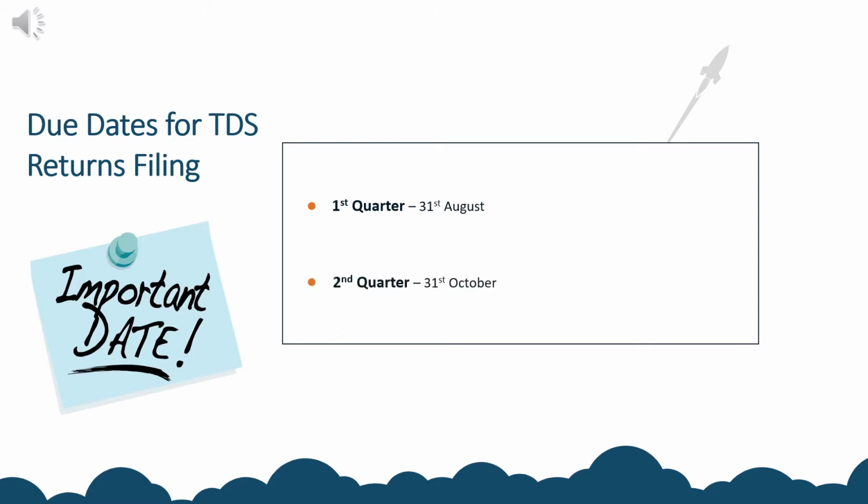For the second quarter, July to September, the due date to file TDS returns is on or before 31st October. For the third quarter, October to December, the due date is on or before 31st January. For the fourth quarter, January to March, the due date is on or before 31st May.